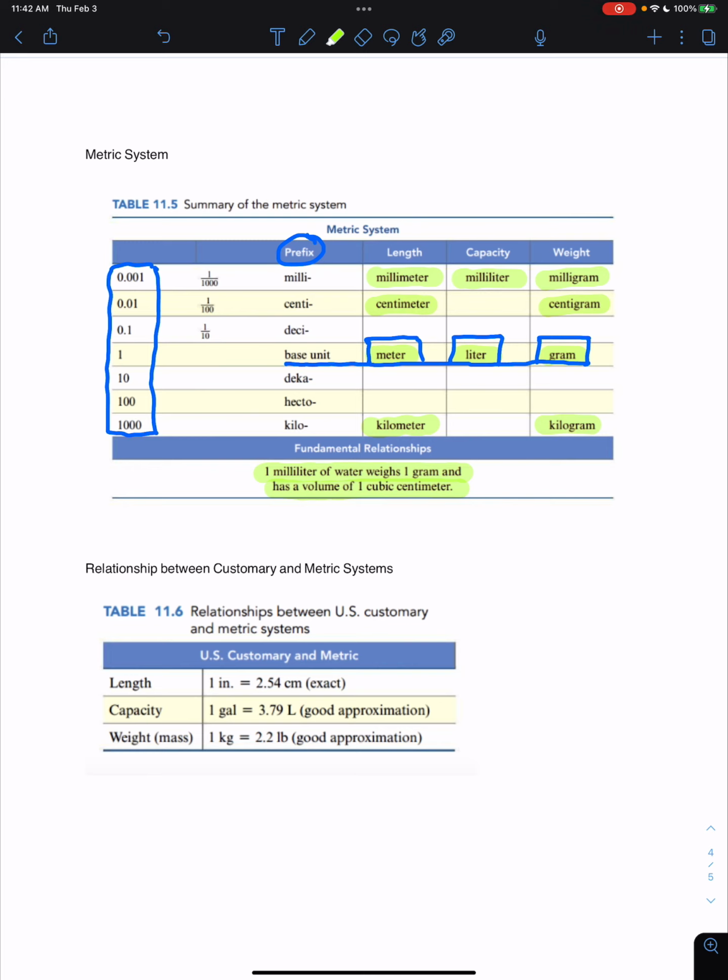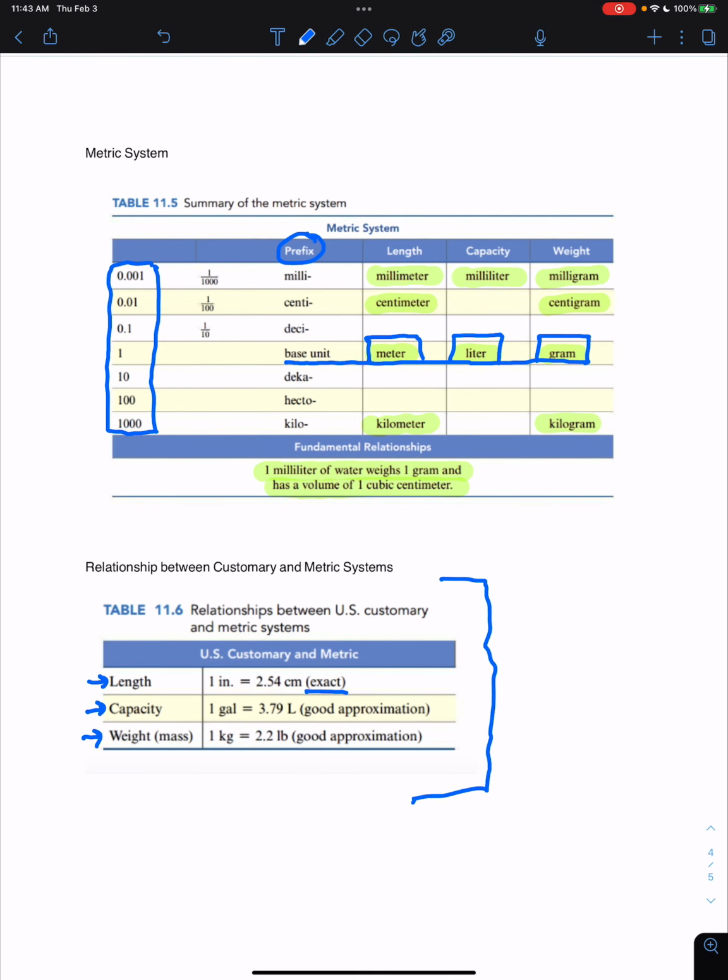Speaking of conversions, I have here, also from your book, a chart that relates the customary or US system to the metric system. So you will notice that there's a conversion here for length, for capacity, and for weight. This conversion, 1 inch equals 2.54 centimeters is an exact conversion. The others are approximations. 1 gallon is approximately 3.79 liters.